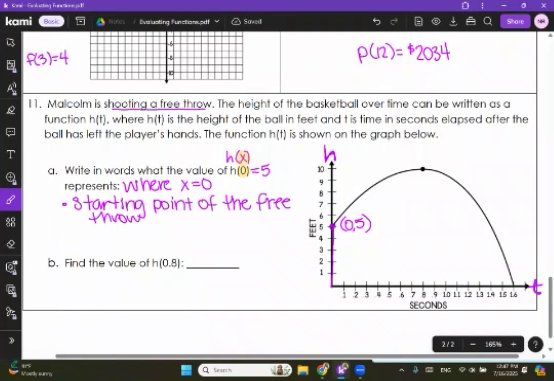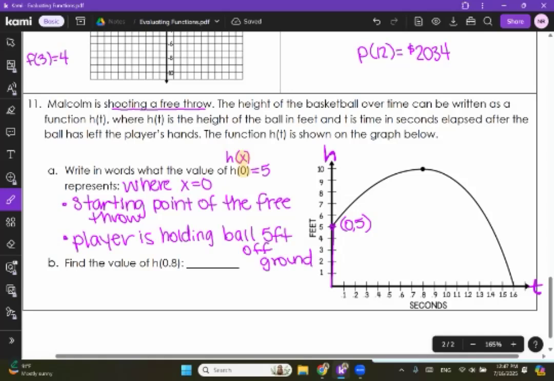But why would the height be 5 at the starting point of a free throw? Because the player is holding the ball 5 feet off the ground. That must be where his hand placement is, 5 feet off the ground.